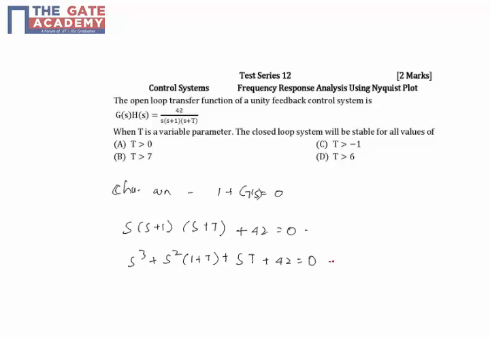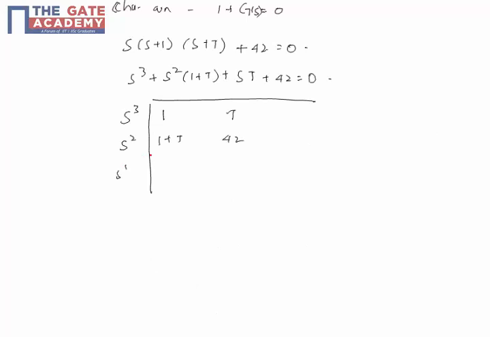Now we will have to construct the Routh array. Okay, so the first row is s cube followed by s square. For s cube we will get 1 and then t, and for s square we will get 1 plus t and 42. For s power 1 we will get (t into (1 plus t) minus 42) divided by (1 plus t). So it's (1 plus t) into t minus 42 into 1, divided by (1 plus t). For s power 0 we will get 42.